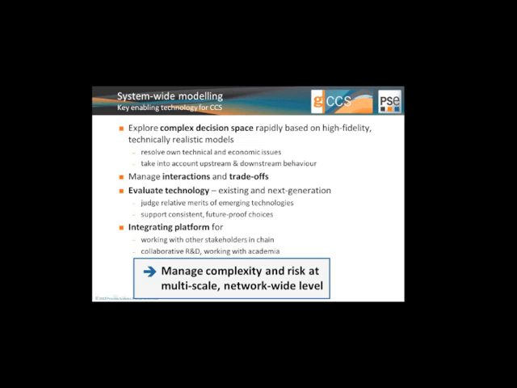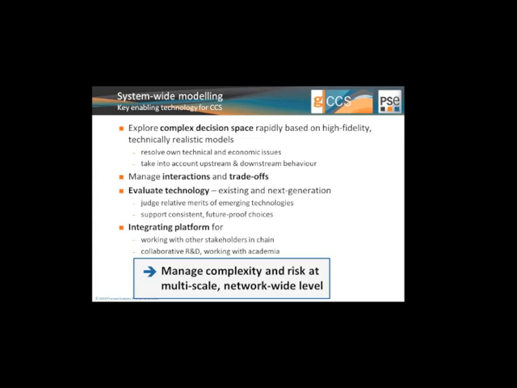Now, system-wide modeling will provide a means to manage interactions between the stakeholders along the CCS chain, and it should be helpful to find the optimal trade-offs in design and operation. It is meant also to be an integrating platform for technology development, easing the way for not only collaborative R&D work, but also joint studies carried out by multiple partners in a CCS project. This holistic view will certainly support decision makers to manage the complexity and risk of CCS projects at a multi-scale, network-wide level. However, we're certainly not alone with our views.